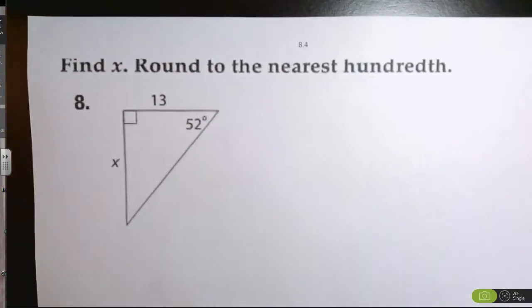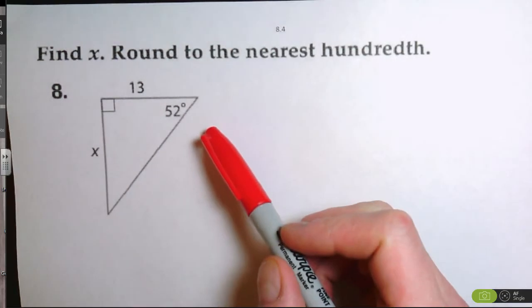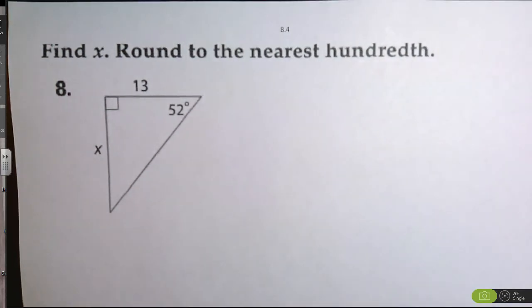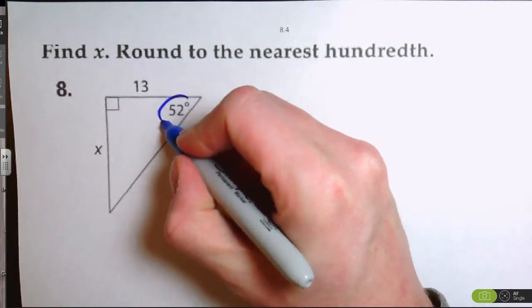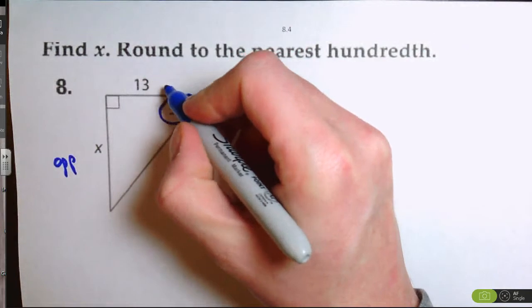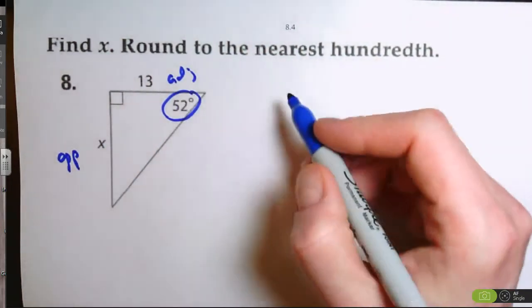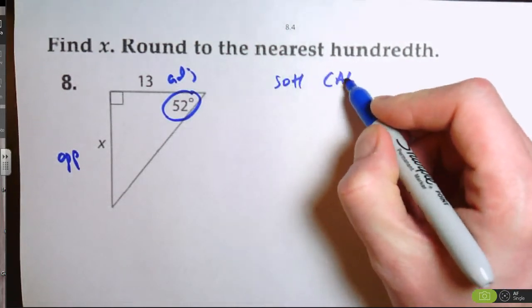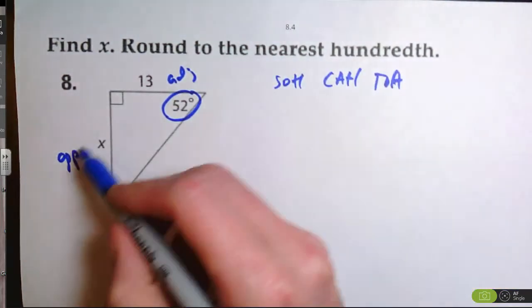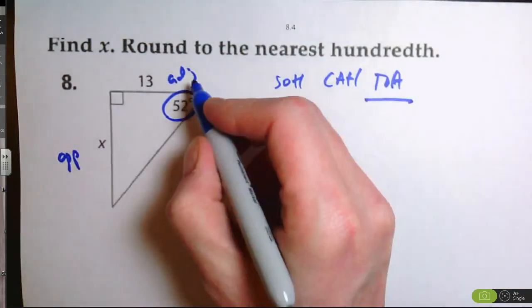All right, the next one to take a look at is number 8. This is solving for a missing side. How we do these problems is you always go back to what they gave you. What angle? They gave us the 52-degree angle, which means x is the opposite and 13 is the adjacent. So I'm trying to solve with the adjacent and the opposite. So we go back to our little saying. Which one uses adjacent and opposite? Tangent does. And that's opposite over adjacent.